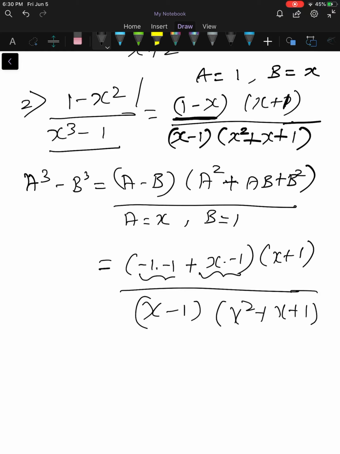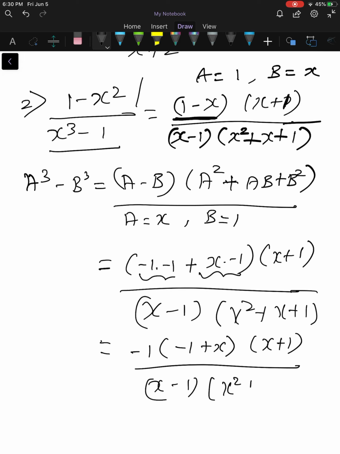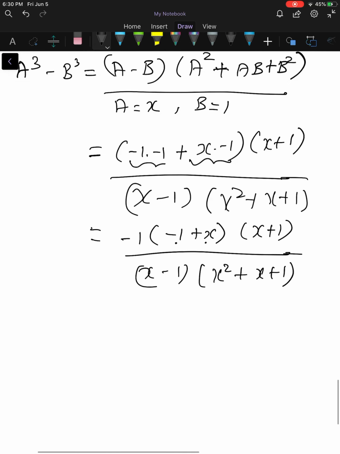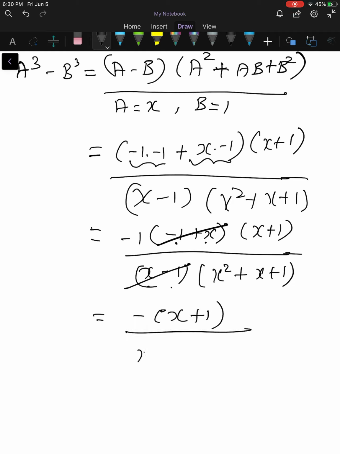You can definitely take it out. I will retain the denominator as it is. If you take that out, you will have -1 plus x times x plus 1 divided by x minus 1 times x square plus x plus 1. Addition is commutative, therefore you have x minus 1 to be same as x minus 1 in the denominator. Now you can cancel out the common factors and you are just left with negative of x plus 1 divided by x square plus x plus 1.